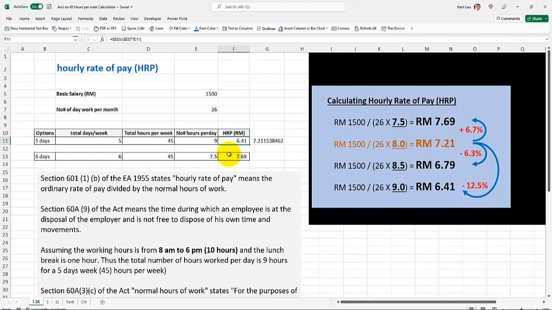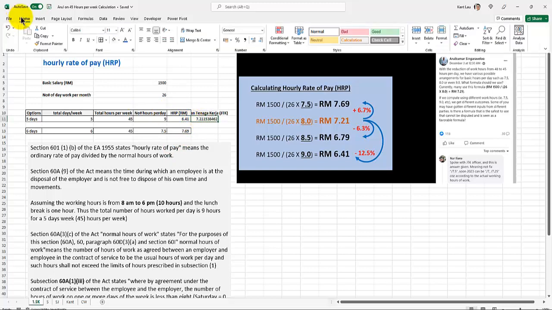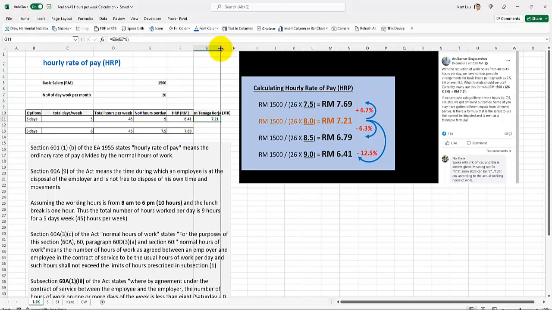Now, if it is working 5 days, although it's supposed to be 9 hours, the hourly rate that Jabatan Tenaga Kerja, JTK, actually spelled out says that it is 7 ringgit and 21 cents, and this is 6 ringgit and 41 cents. So all right, that's it.